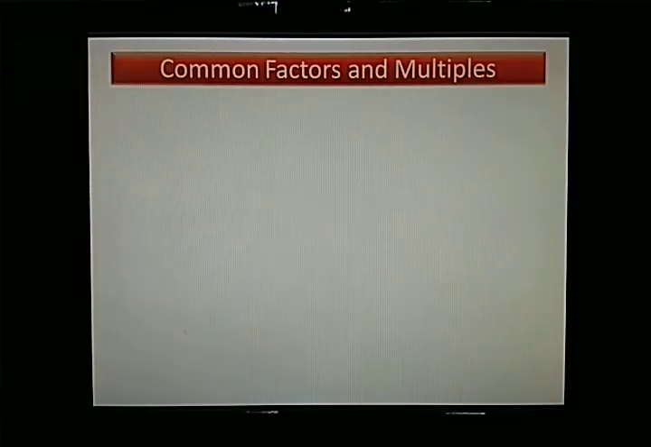Hello everyone. Today we are going to discuss a new topic, and today's topic is common factors and multiples. We have already discussed in our earlier classes what are factors and what are multiples. So today we will be discussing what is common factors and common multiples. So let us begin. First of all, let us discuss what is common factors.